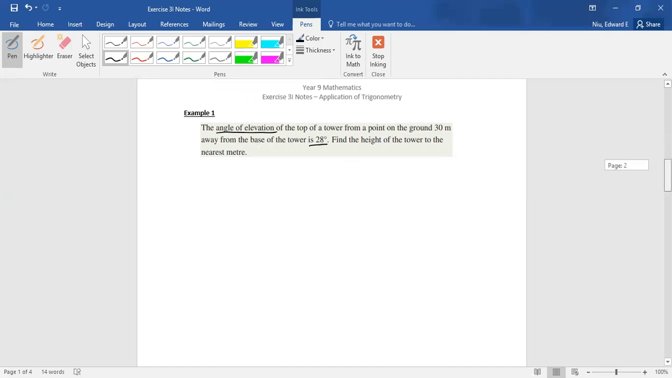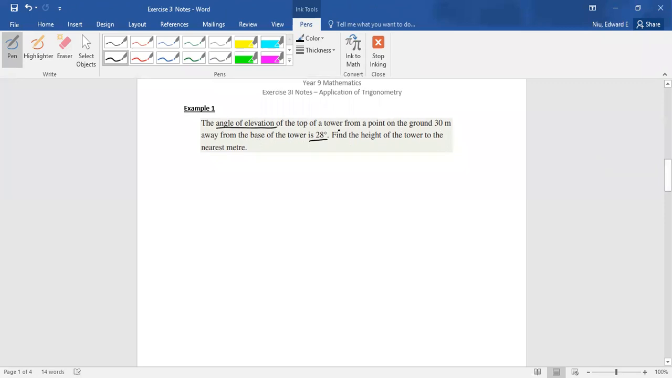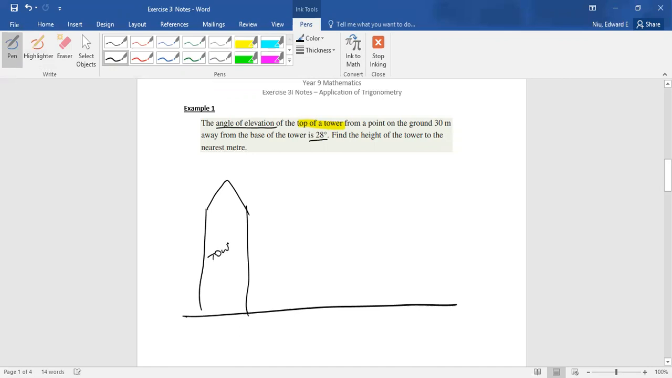Right, so the angle of elevation of the top of a tower from a point on the ground 30 meters away. Let's just draw this first. So, top of the tower. Let's draw our tower. Imagine it's like the Washington Monument. Pretty good, huh? I'll just label it in case you guys aren't sure what this is. This is our tower. That's the top.